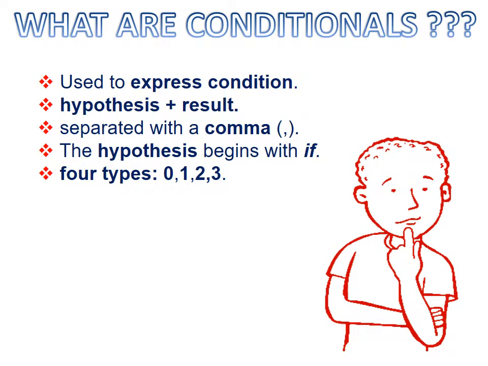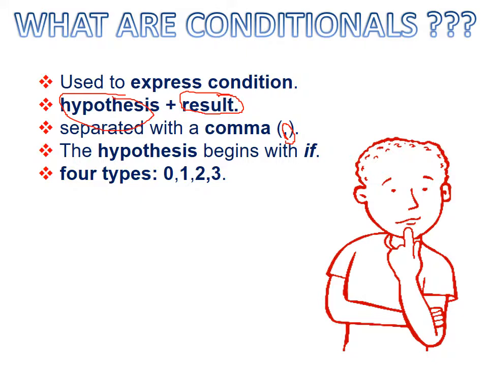First of all, what are conditionals? Well, they are sentences used to express a condition. That means that conditional sentences have two parts: the first part is the hypothesis, the if clause, and the second part, which is the main clause, is the result of this hypothesis. Both clauses are separated with a comma. The hypothesis normally begins with if.